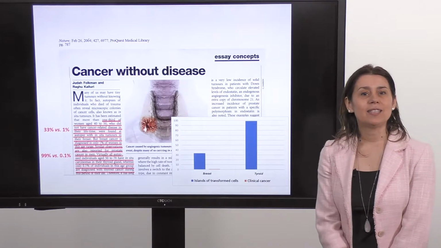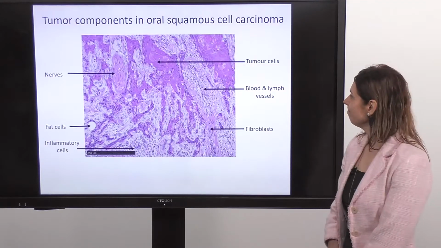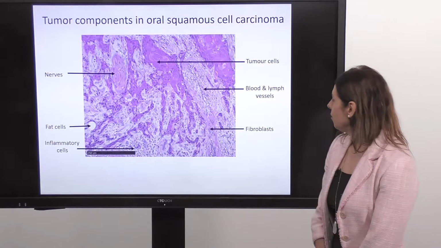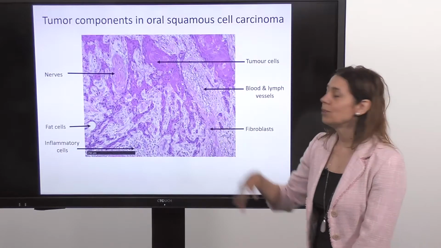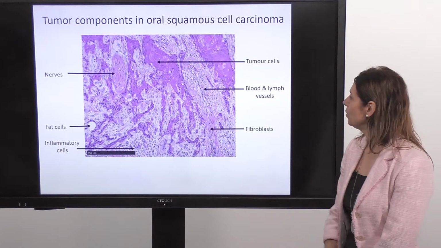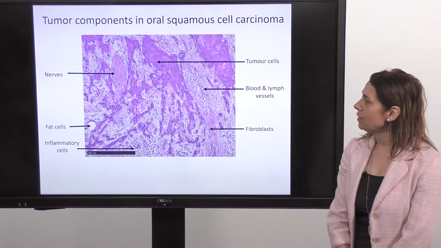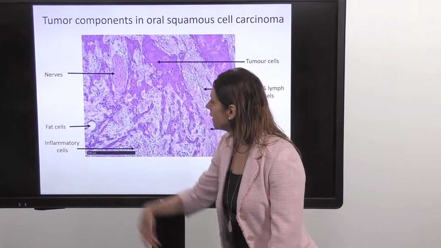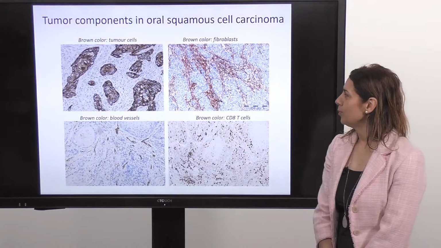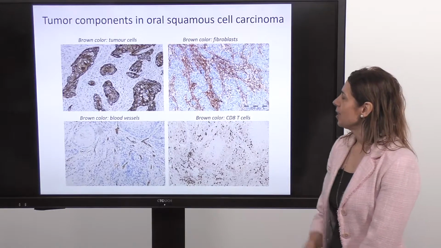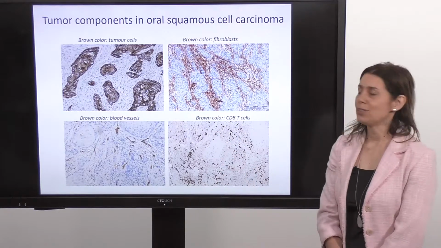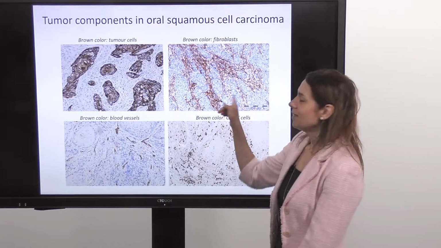And Folkman has been interested in vascularization, which is one component of the tumor microenvironment. I am interested in fibroblasts and how they interact with the tumor cells and also with other components of the tumor like the blood vessels. But in the tumor microenvironment, we also find nerves, fat cells, and inflammatory cells. So depending on your focus, one can look at the tumor cells, the fibroblasts, the blood vessels, or your cell of interest. Today's topic is about the fibroblasts.